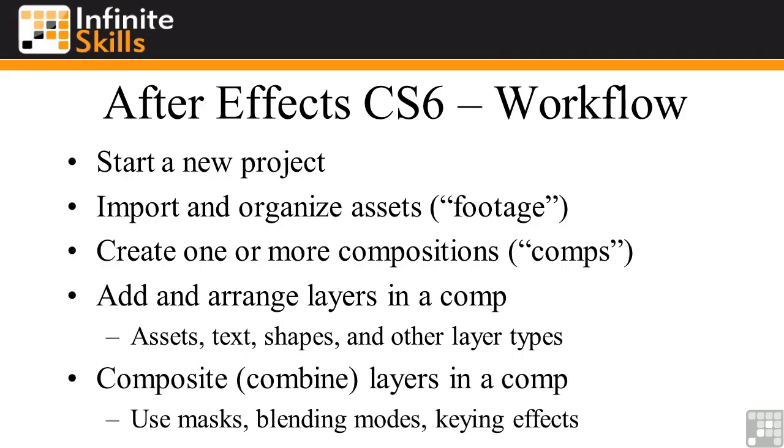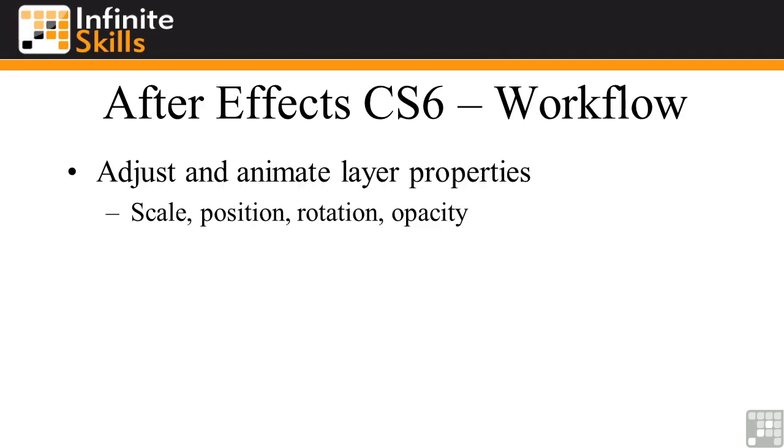Inside the comp, you can sometimes combine layers. Now, let's say you've got a text file, and that's residing on top of a video file. So you can see the underlying video layer below the text layer without any problem at all. You don't have to do anything to combine them. But some layers need to be combined in some way that you can see the two layers together. And to do that, you use masks or blending modes or keying effects.